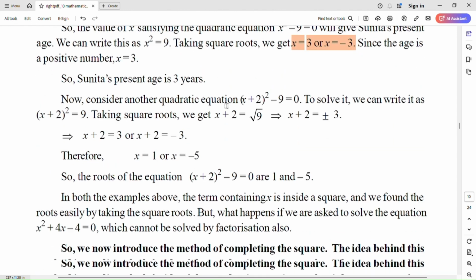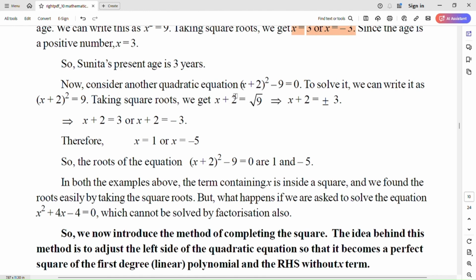Now consider another quadratic equation which looks like this: x plus 2 whole square minus 9 equal to 0. You don't need to expand this x plus 2 whole square and form another quadratic equation and solve it. Simply, x plus 2 whole square equals 9, which means x plus 2 is plus or minus square root of 9, or plus or minus 3, which means x is either 1 or minus 5, right? You have two solutions here. So for such equations you don't need to factorize. This is one method.